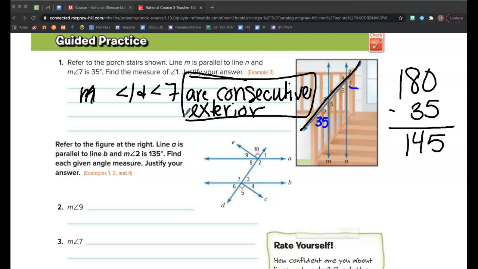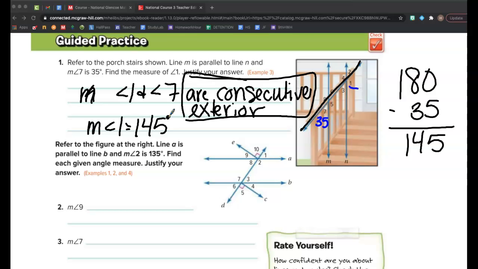Okay, so then I would say this is the measure, that's what M stands for, of angle 1 equals 145. So that is all the answer that you need on number 1. Okay, there's lots of different ways you could have found that.